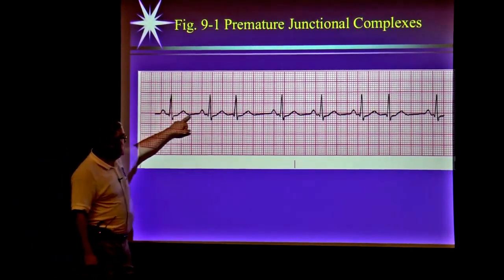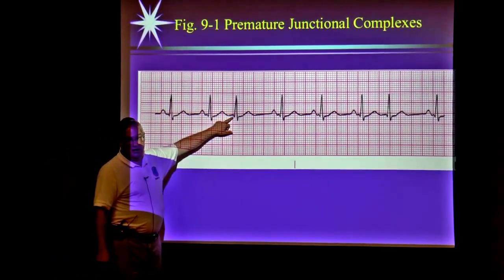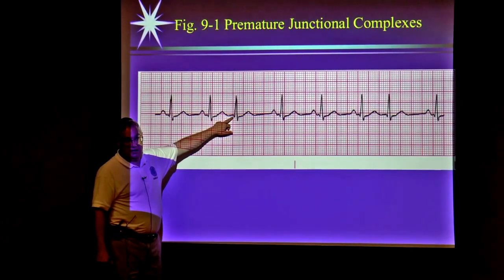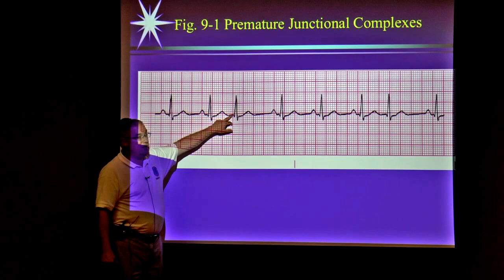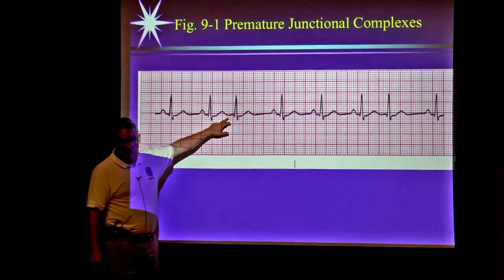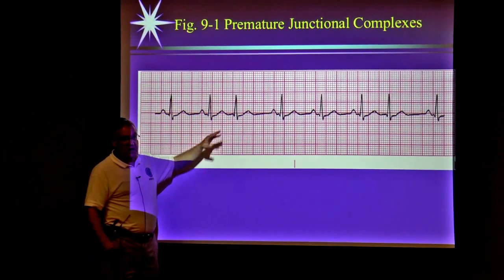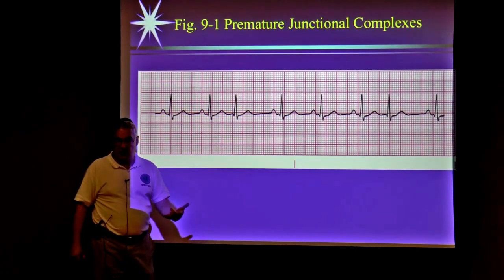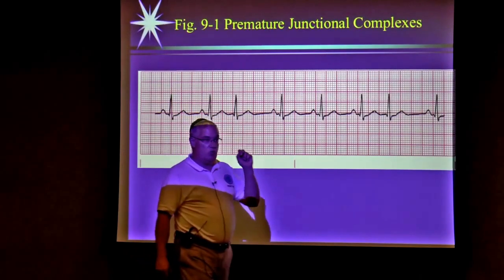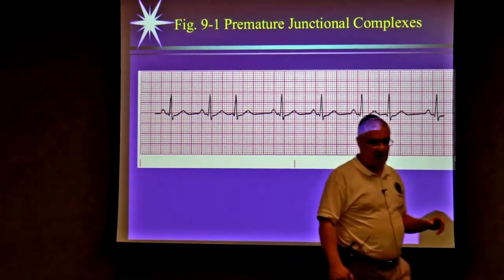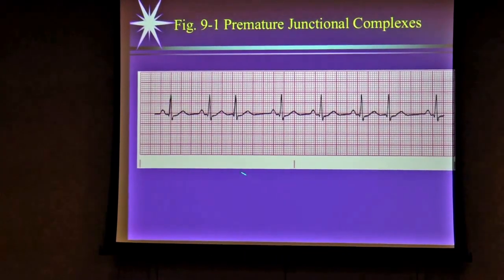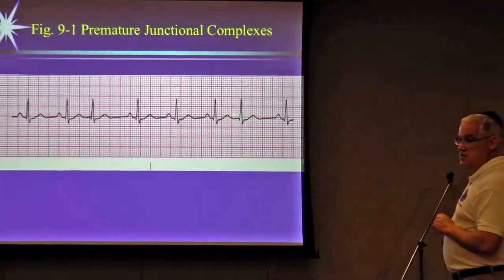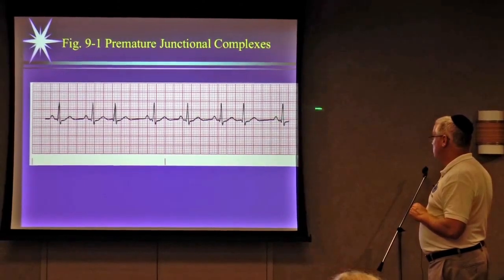So you've got normal, normal, early, and no P wave, right? So this would be a PJC. If this was here with a P wave, this would be a PAC. If this was here without a P wave and it was wide, it would be a PVC, premature ventricular contraction. Why do we call it ventricular? Because it's wide, right? But this one is a PJC, okay? And then we have normal, normal, normal, PJC, okay? That reset, normal, normal, normal.